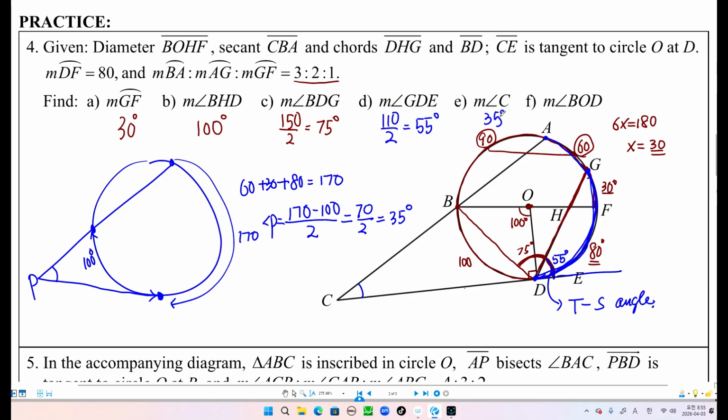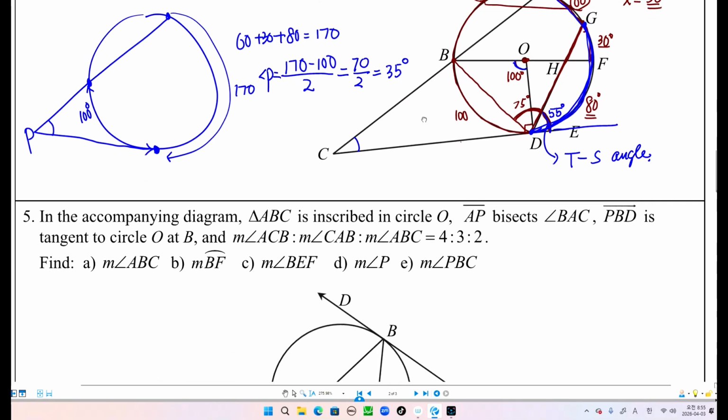Now angle BOD, where is BOD? We already got 100 over here, right? Okay, 100 is the answer, okay? All right. Okay, move on to the next question, number 5.